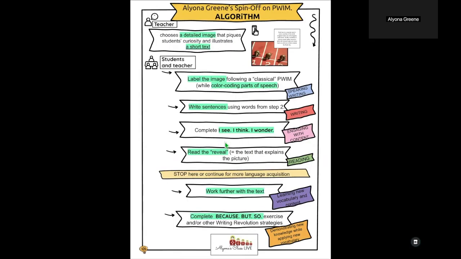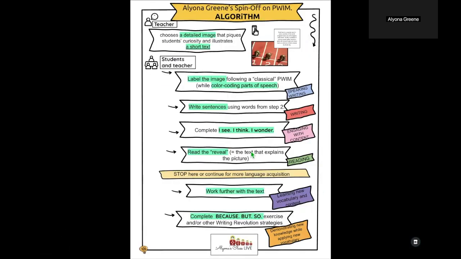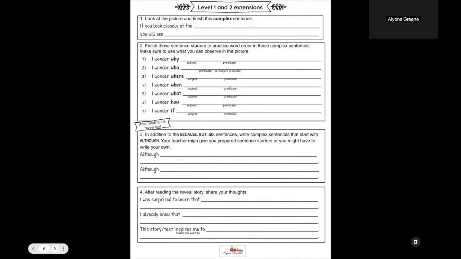After that, students will share their I see, I think, I wonders. I did include a sentence that says I think it is in, and ask them to put the name of a country. The map is right here on the template because some of my students were just beginning to get used to talking to us. They're too shy to even express what they think is happening, so at least they can say the country that they think it is in, and it still motivates them to then read the reveal to find out if they were right. After they write the I see, I think, I wonder, we read the reveal, which is the text that explains the picture. Let me show you a couple of examples of how I've done it.